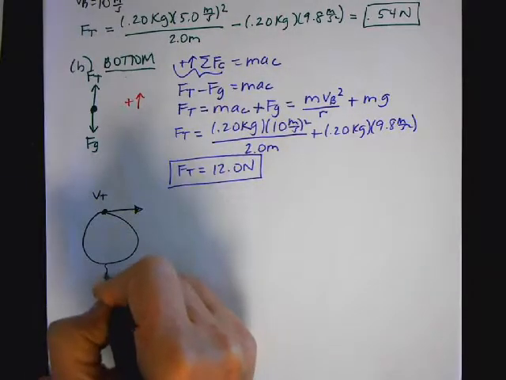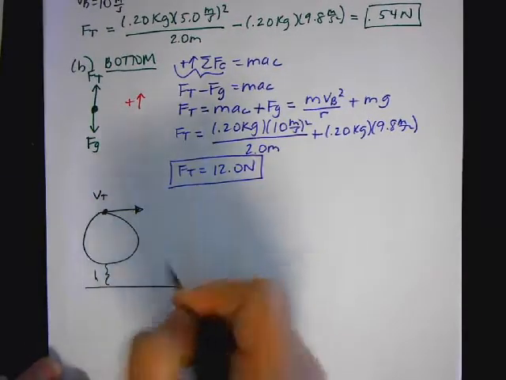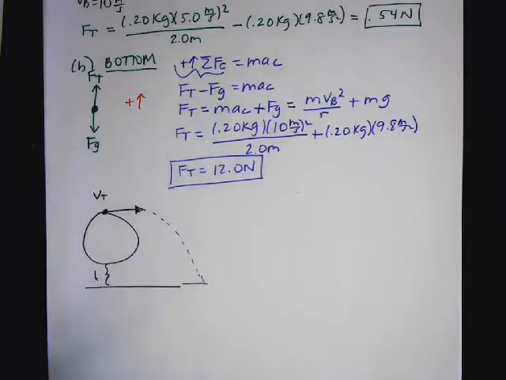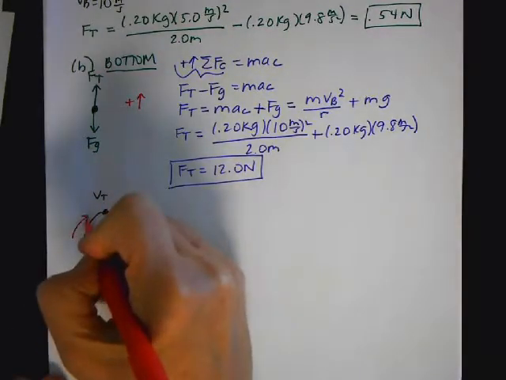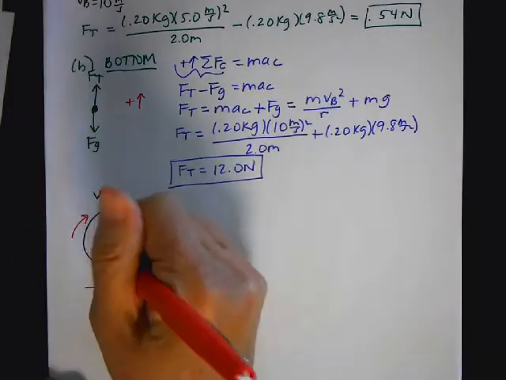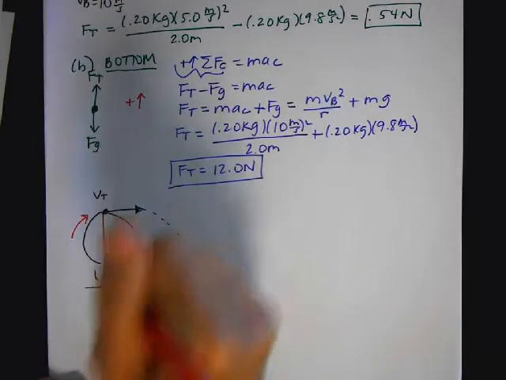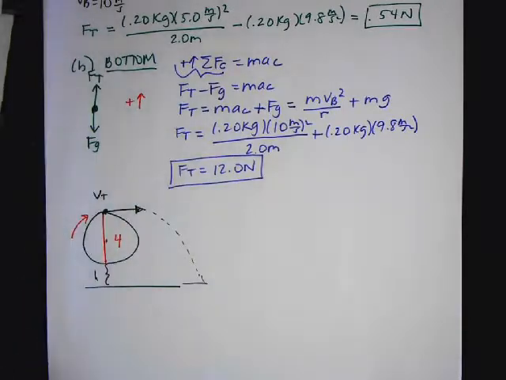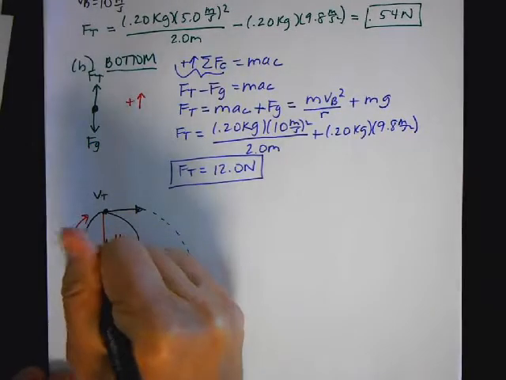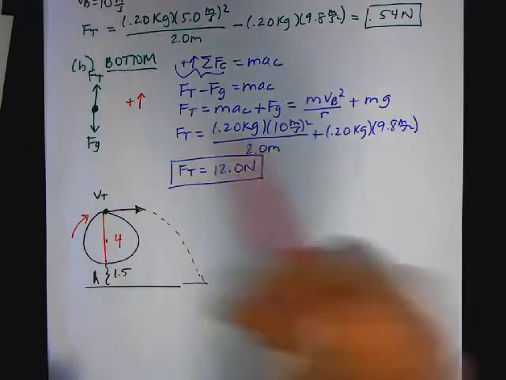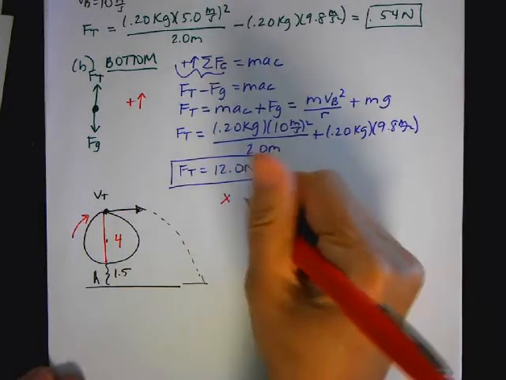Now, they also gave us this certain height above the ground. So this is going to end up being a projectile like this. Okay, so now we basically have a projectile motion problem. Now, first of all, it's going like this because it's going this way. Now, they told us the radius, so the radius is 2, so this is 4, and then this height is 1.5.